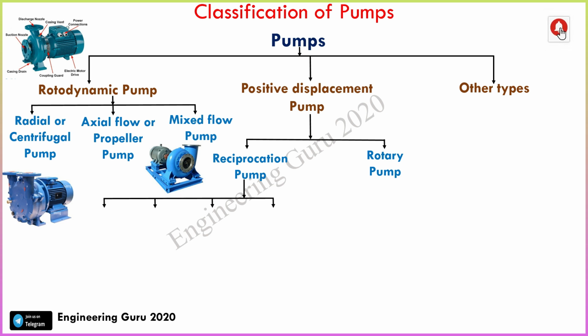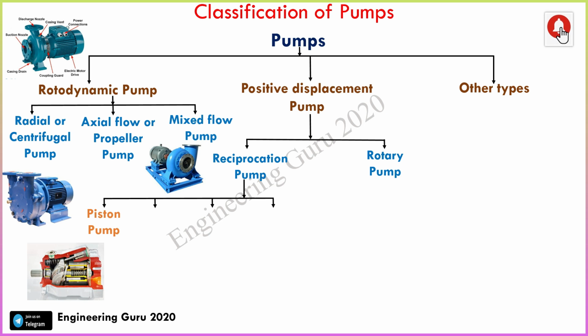Reciprocating pump is divided into four main parts. First one, that is piston pump. The piston reciprocates inside the cylinder and the reciprocating motion is obtained by means of a connecting rod. The piston is connected to the connecting rod by means of a pin. So in this image you can see that this is the piston.